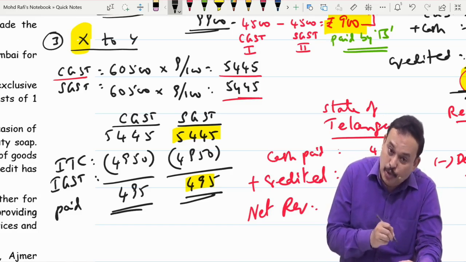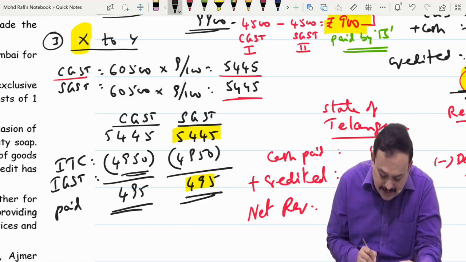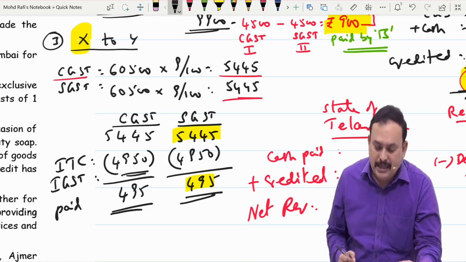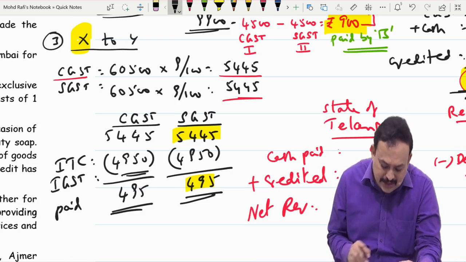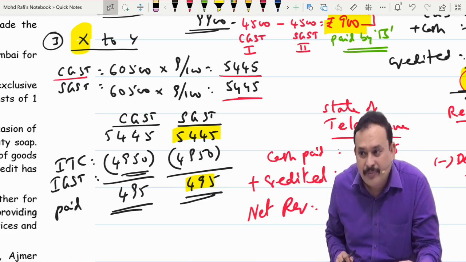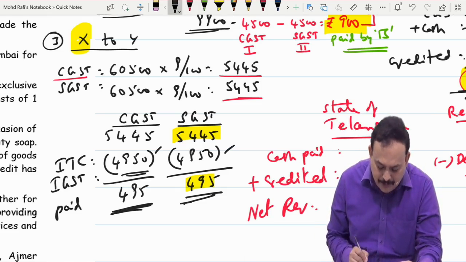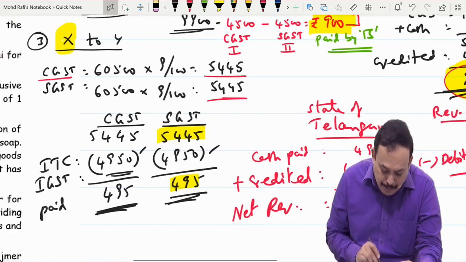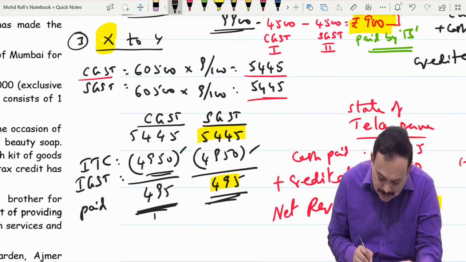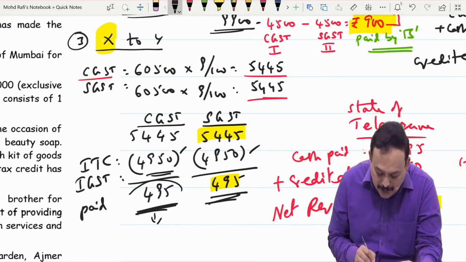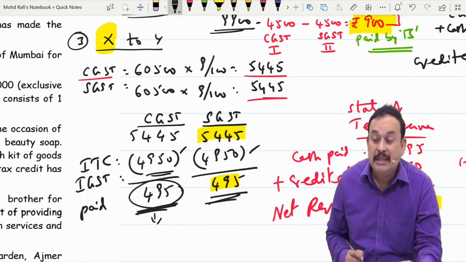The particular person who supplied the goods, X, deducted the credit 4,950. How much is the credit, my dear sir? His credit, how much credit is there? 9,900. Am I right, sir? 9,900 by 2, how much? 4,950 deducted, and the balance amount comes to 495 paid by him. That means 495 paid to the central government. You get my point? This 495 paid to the central government is excess.